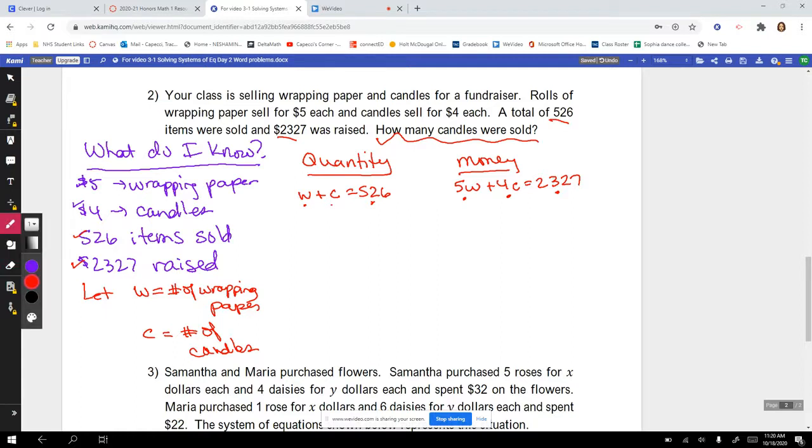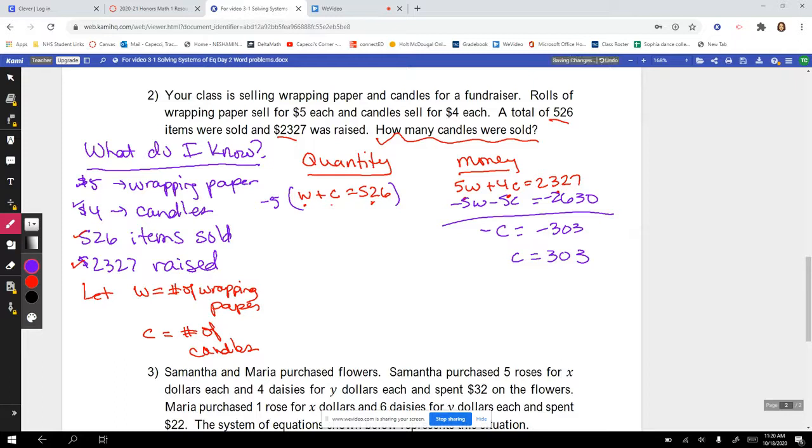So again, I'm going to multiply this equation by -5. That gives me -5W minus 5C is equal to -2630. I add them. My W's are eliminated, which is what I wanted. I have -C is equal to -303. So C is equal to 303.